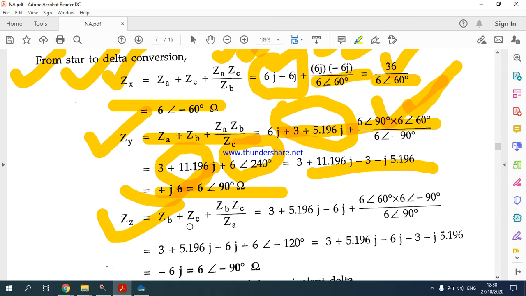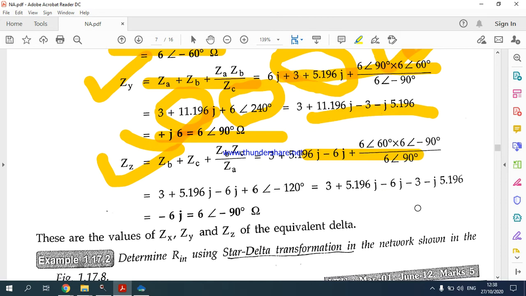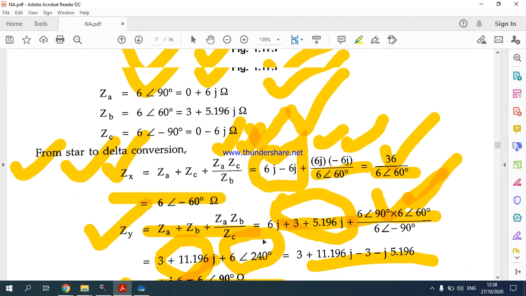Next, if you want to get ZZ, then you can get ZA plus ZC, ZB into ZC divided by ZA, you will get this expression. You got the expression for ZX, ZY and ZZ. This is the equivalent circuit.